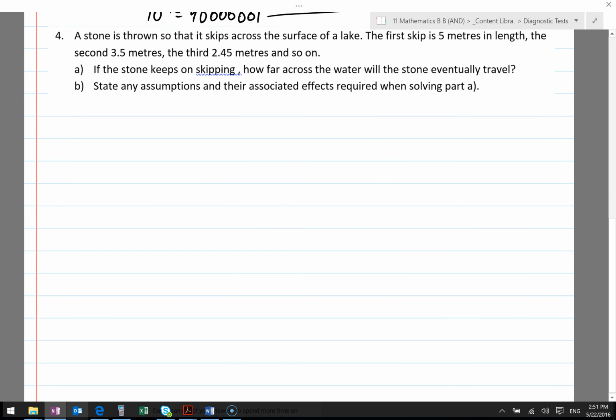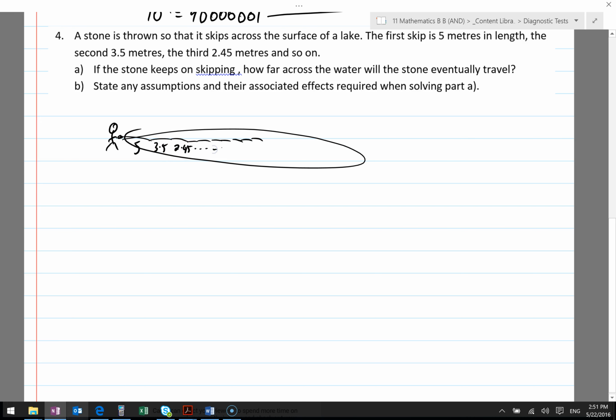Question 4: a stone is thrown so it skips across the surface of a lake. So here's my lake, standing on the side, I've got a stone, I'm going to throw it, and it's going to skip along the lake, basically bouncing along the lake. The first skip is 5 meters in length, so 5 meters for the first skip, then 3.5, then 2.45, and so on.